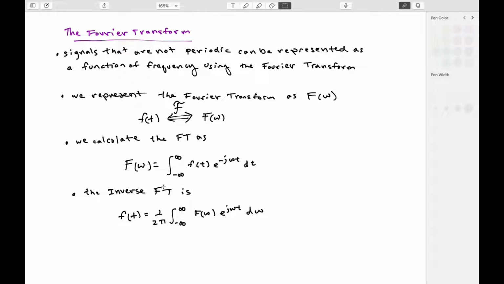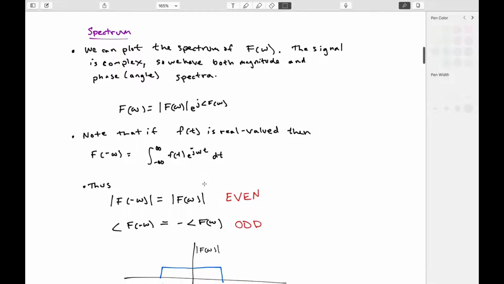I'm going to get rid of the time. On the other hand, I can come back from the frequency domain to the time domain by taking 1 over 2 pi times the integral from minus infinity to infinity of big F of omega e to the j omega t d omega. And you can see that again I'm going to be integrating out all of frequency, or omega, to get back to the time domain. So I call that the inverse Fourier transform.